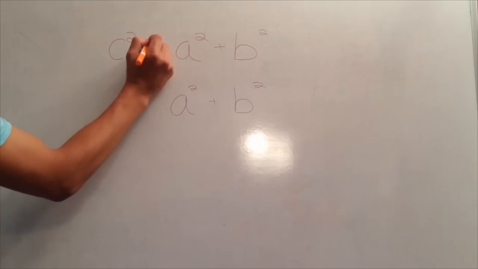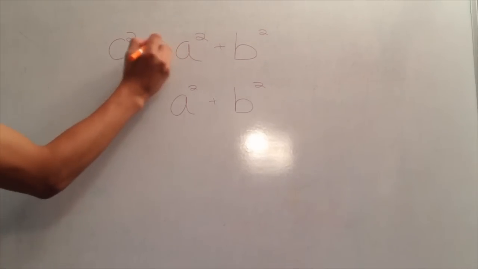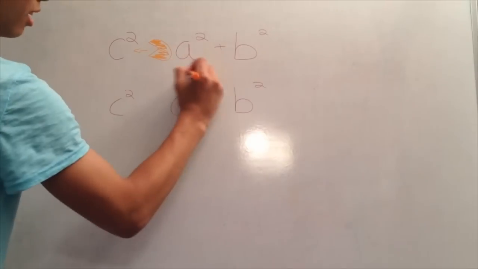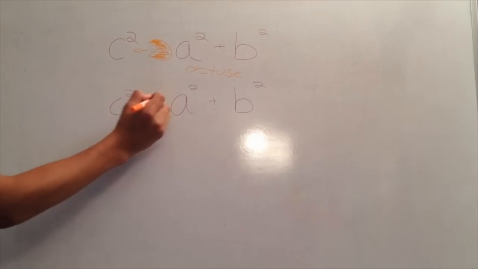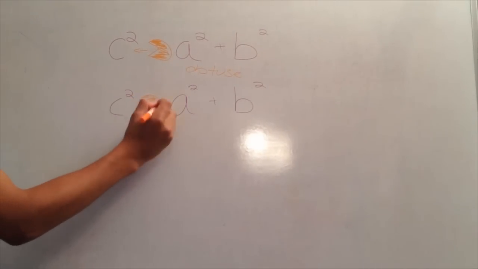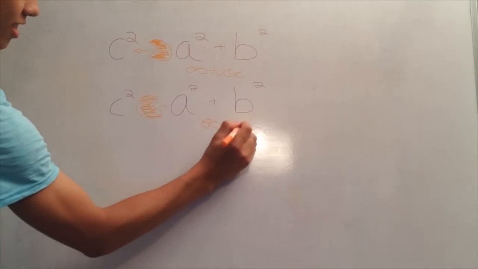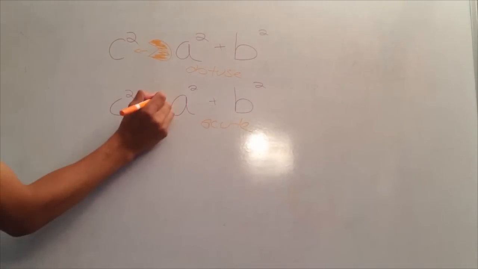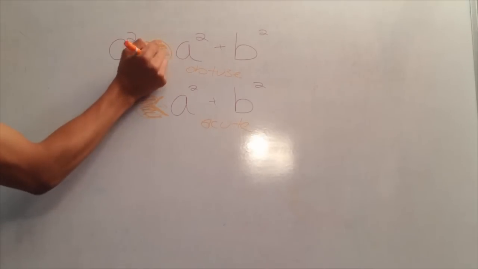Now if c squared is greater than a squared plus b squared and we make Pac-Man eat it, then we know that this triangle is going to be obtuse. Now if we draw the equation and Pac-Man is actually eating a squared plus b squared, then we know this triangle is acute. So see right here we have a less than sign, over here we have a greater than sign.